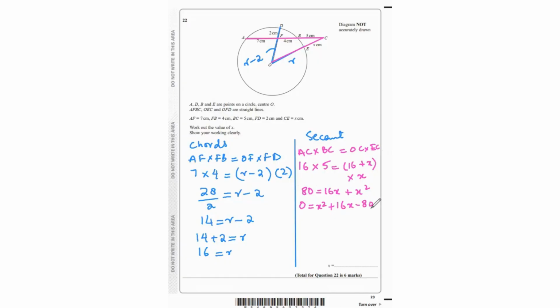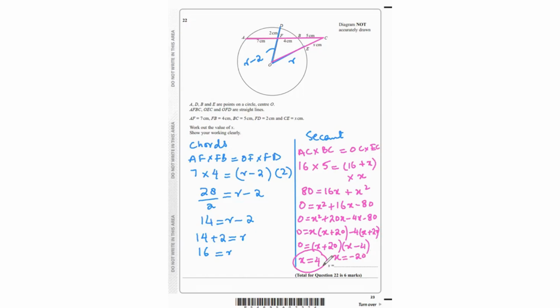Now we have to factorize this quadratic equation to figure out the value of x. So we can do 0 equals x squared plus 20x minus 4x minus 80. So x is common between the first two terms, so x plus 20, and negative 4 is common in the last two terms, that's again x plus 20 in the bracket. So x plus 20 is common, and x minus 4 comes in the other bracket. So the value of x is going to be 4, because negative 20 cannot be the length. So x equals 4.